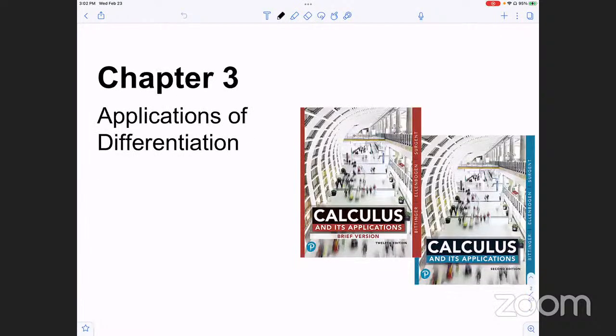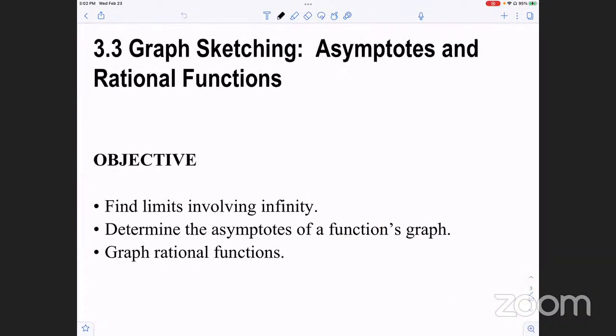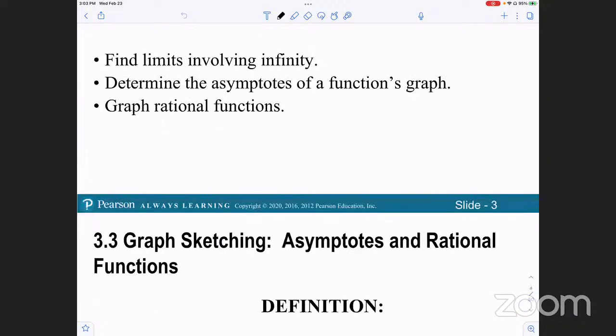Beautiful mind here. This serves as our lecture for Calculus for Business. We're continuing chapter 3 on applications of differentiation. And today, we'll be looking at section 3.3, graph sketching, asymptotes, and rational functions. A few objectives: we like to find limits involving infinity, we like to determine the asymptotes of a function's graph, and we like to graph rational functions.